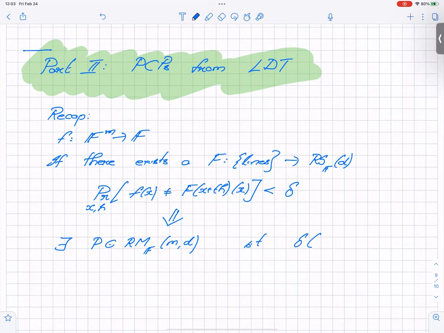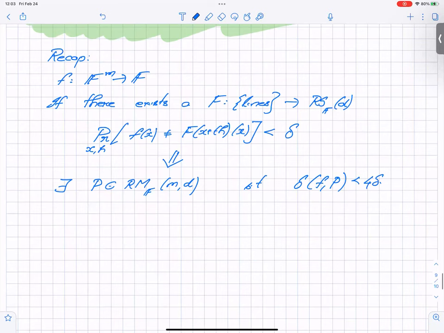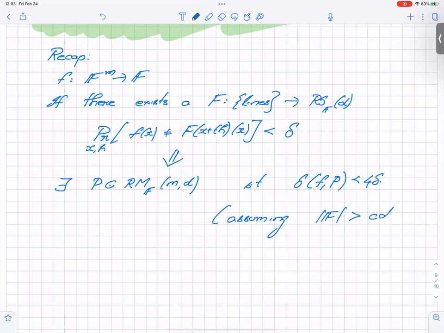There are some assumptions: the field is sufficiently larger than the degree, and delta is smaller than some constant. Okay, one eighth, or we can just make it even smaller. Those are the conditions.